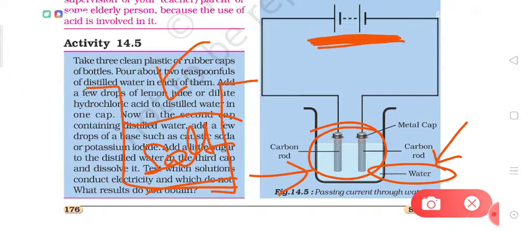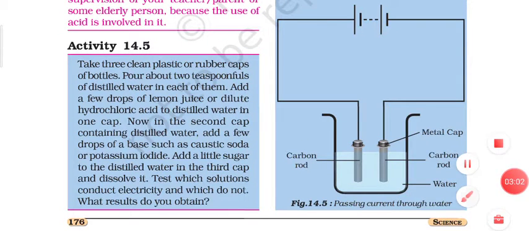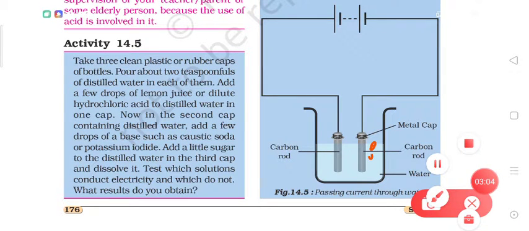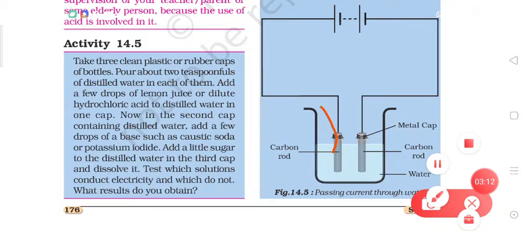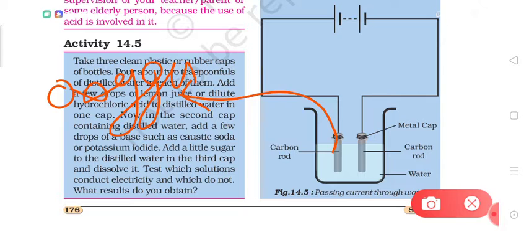and we will leave this process for a few minutes, and immediately you will see that certain bubbles are being produced around the carbon rods in the water. So certain gaseous bubbles are being formed around the carbon rods in water. Dear students, what are these bubbles? These bubbles are actually of gases which are called oxygen and hydrogen. The bubbles are of oxygen and hydrogen.